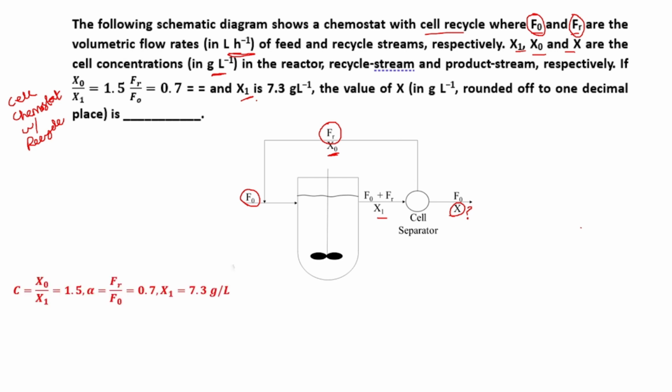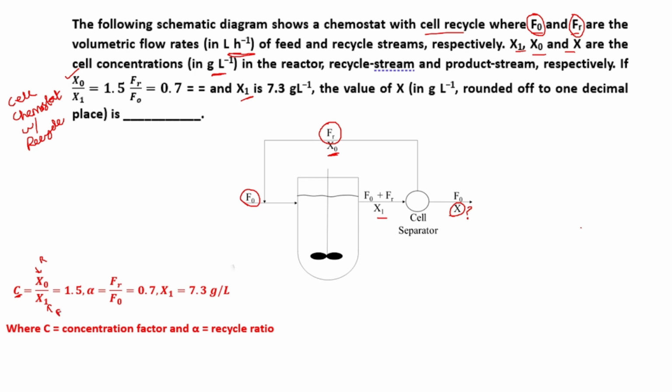So this x0 by x1 which has been defined, this quantity is denoted by C. This is called the concentration factor. It is defined as the concentration of biomass present in the recycle stream divided by the concentration of biomass present in the exit stream. So this is called the concentration factor.